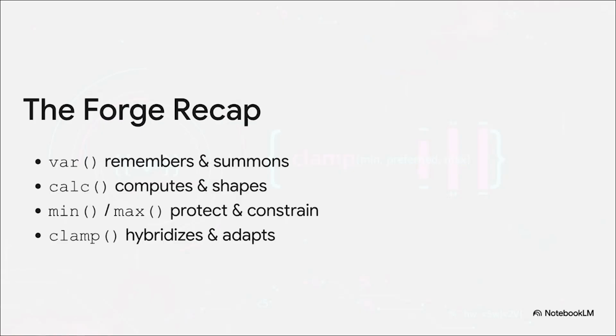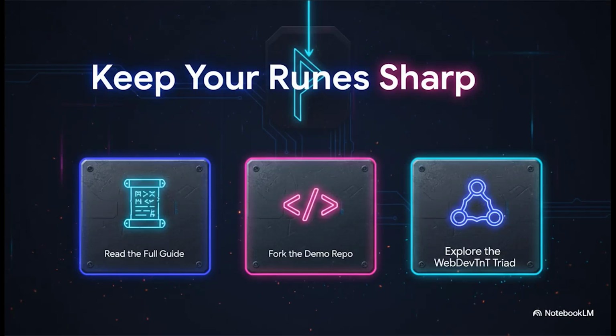So let's do a super quick recap. Var remembers and summons our tokens, calc computes and shapes our values, min and max protect and constrain them, and clamp hybridizes them into a single awesome adaptive value. But your training isn't over.